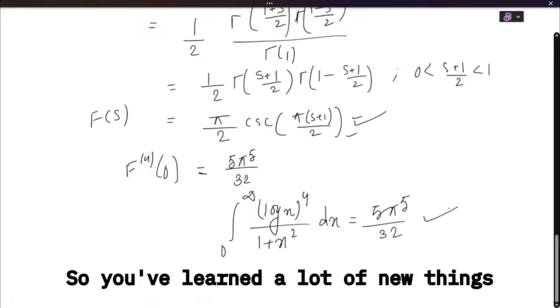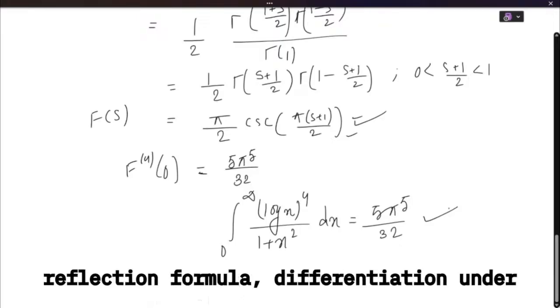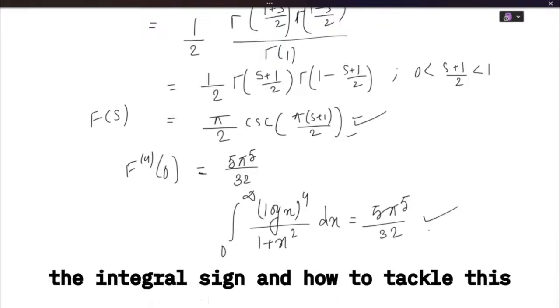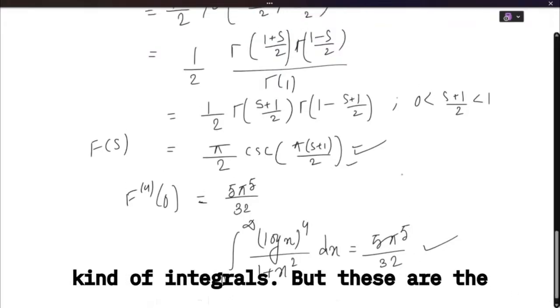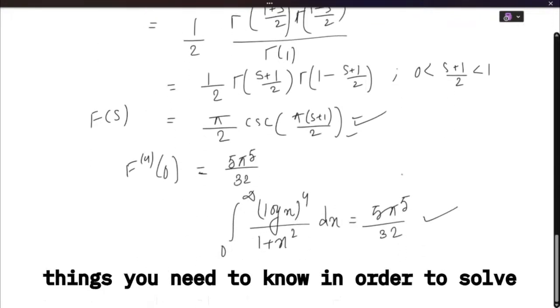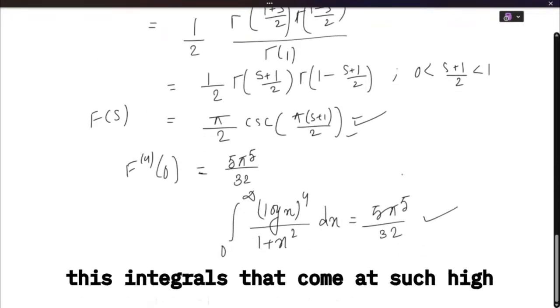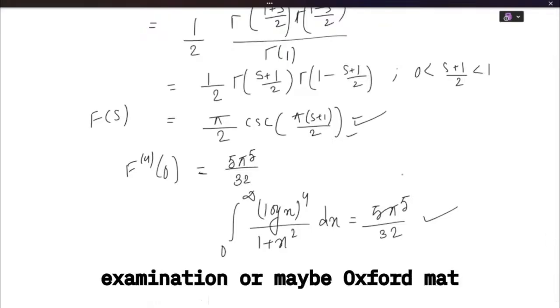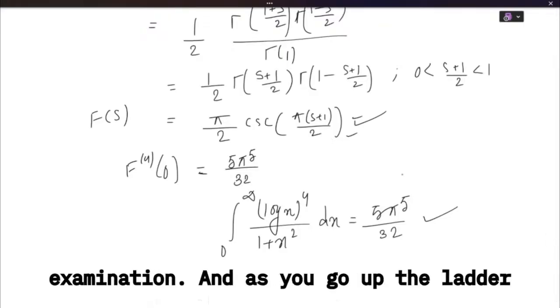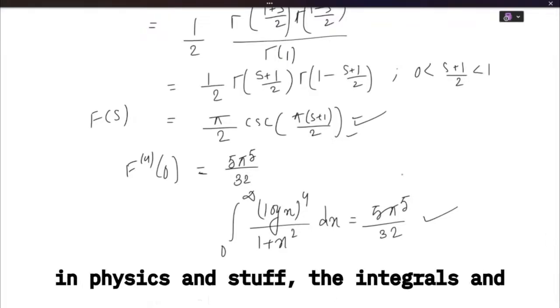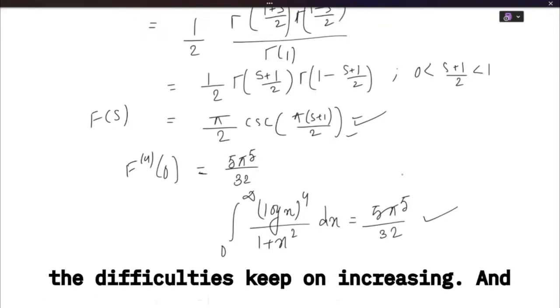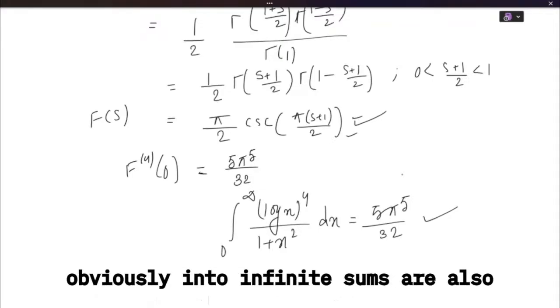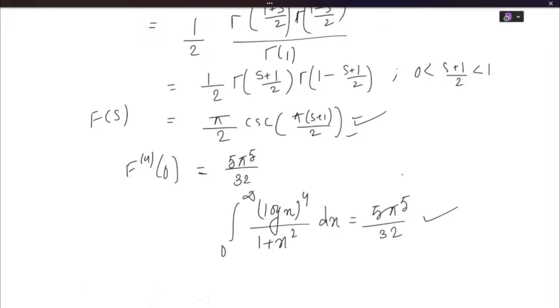So you've learned a lot of new things here, like gamma, beta, Euler's reflection formula, differentiation under the integral sign, and how to tackle this kind of integrals. These are the things you need to know in order to solve integrals that come at such high places, like the Cambridge entrance examination or maybe the Oxford math examination. And as you go up the ladder in physics and stuff, the integrals and the difficulties keep on increasing. And obviously, infinite sums are also reduced, which are solved using integrals.